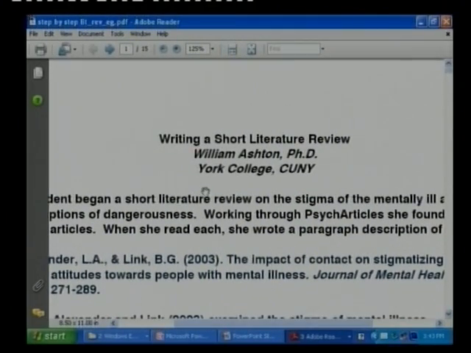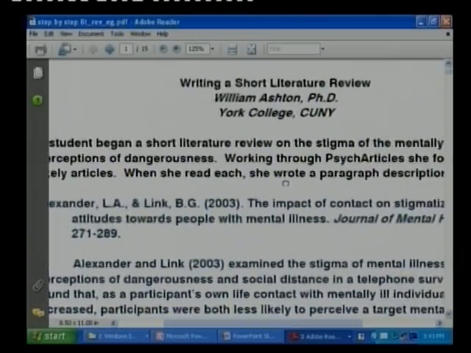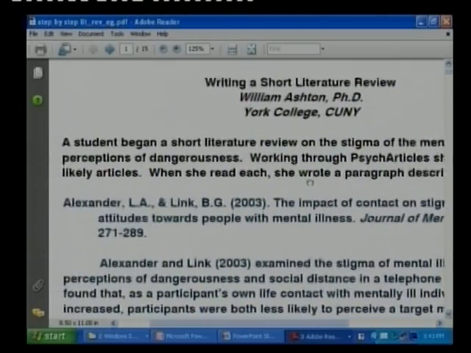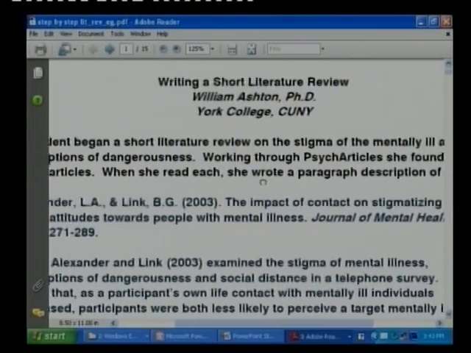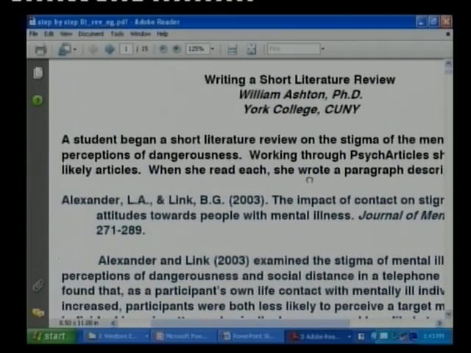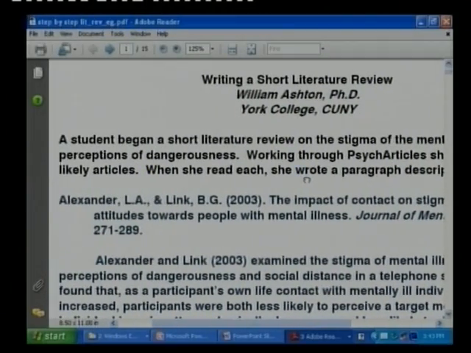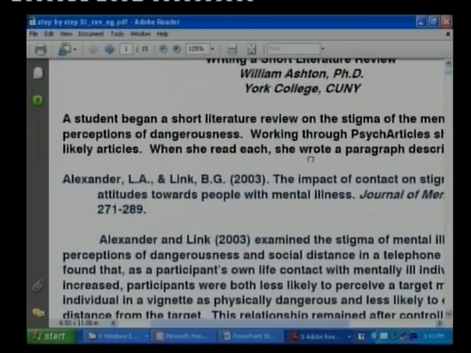Well, it comes from William Aston, York College, CUNY. The beginning is very important. A student began a short literature review on the stigma of the mentally ill and perceptions of dangerousness. Working through psych articles, she found 3 likely articles. When she read each, she wrote a paragraph description for each.